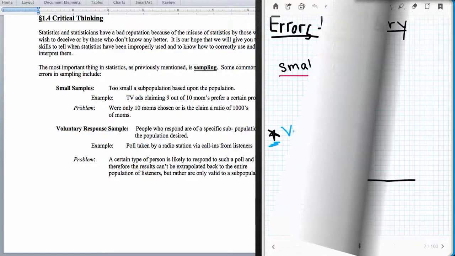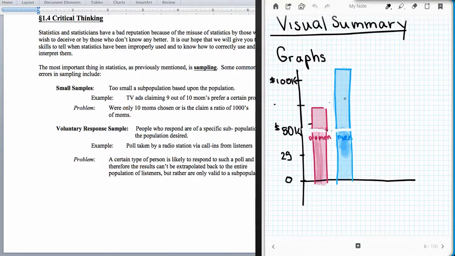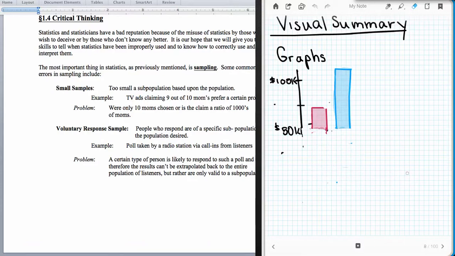All right, the next thing that we're going to talk about is visual summary. So in this one, I'm going to just go ahead and erase this, and then I'm going to show you something that can be misleading in visual summarization of statistics that are gathered. So let's say that our nice little visual here is representative of incomes of men and women in the Bay Area. So let's say they're median incomes of men and women in the Bay Area.